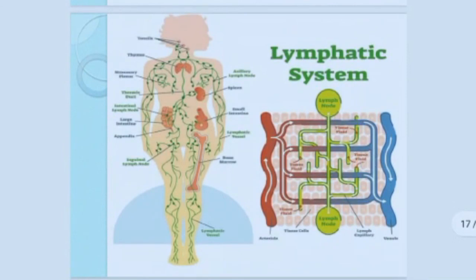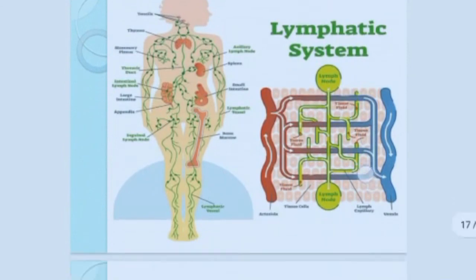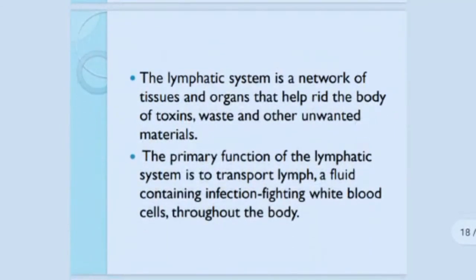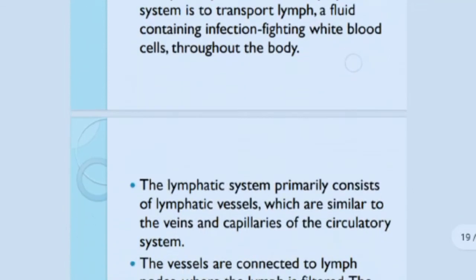Now let us discuss another transport system in our body, the lymphatic system. What are its various components? The lymphatic system is a network of tissues and organs that help rid the body of toxins, waste and other unwanted materials. The primary function of the lymphatic system is to transport lymph, a fluid containing infection-fighting white blood cells throughout the body.